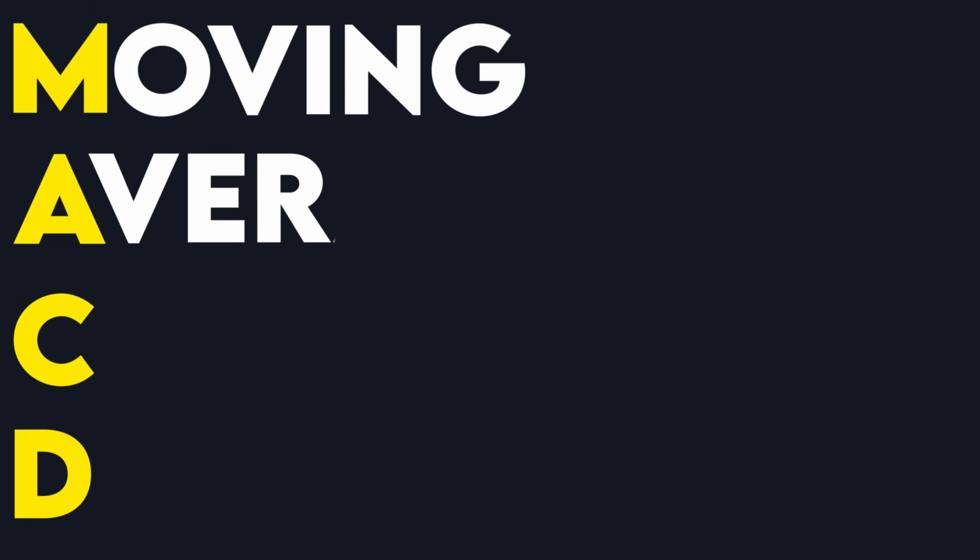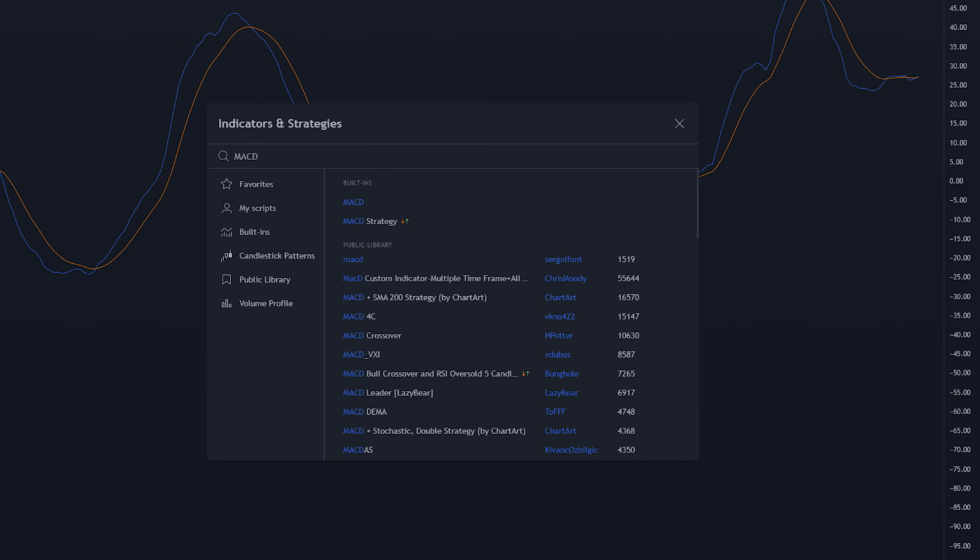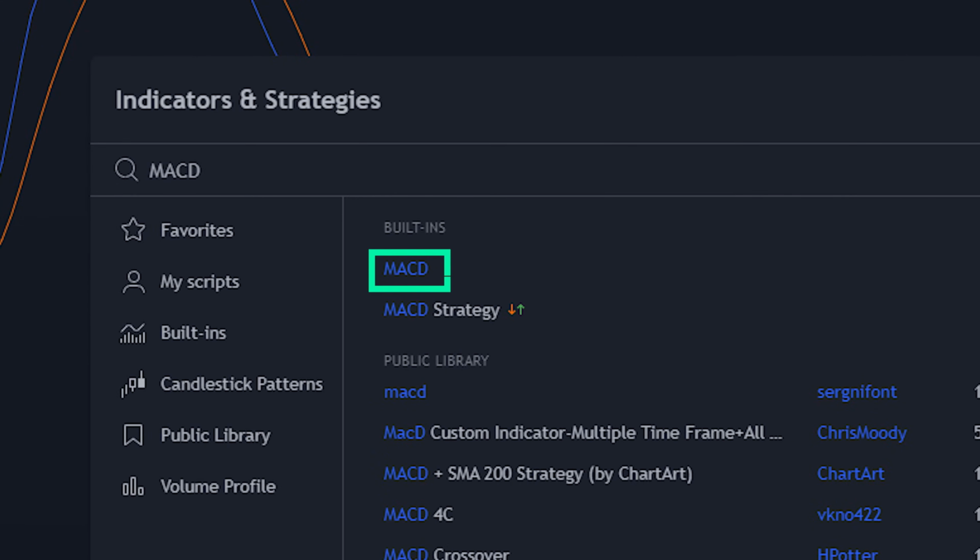MACD, or the moving average convergence divergence, is one of the most popular technical indicators used by traders. Essentially, this indicator uses moving averages to find trends in the market. Pretty damn good at it too.